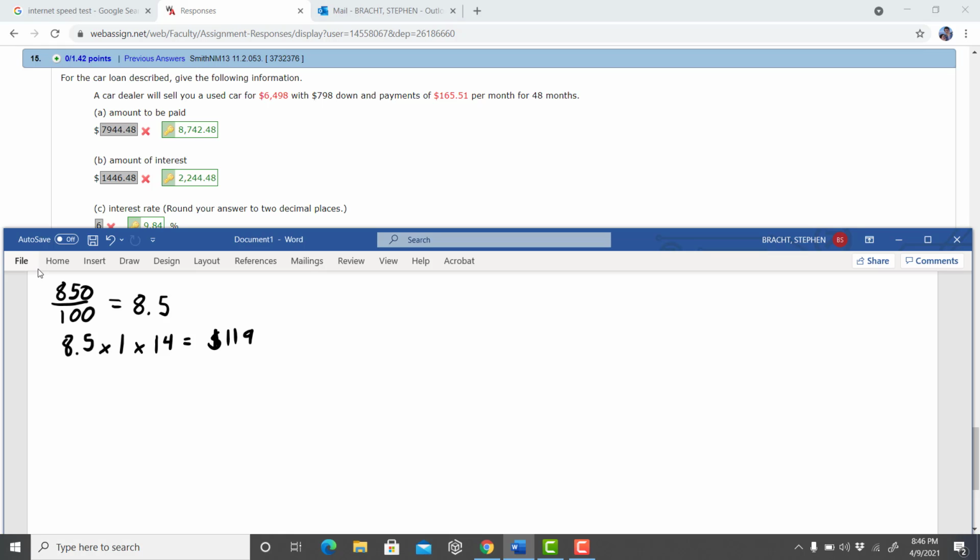The total amount to be paid will be the down payment plus the sum of all the payments. The down payment is $798. And each payment is $165.51, and there are 48 of them, so we multiply that by 48.